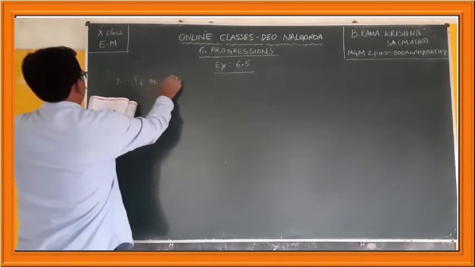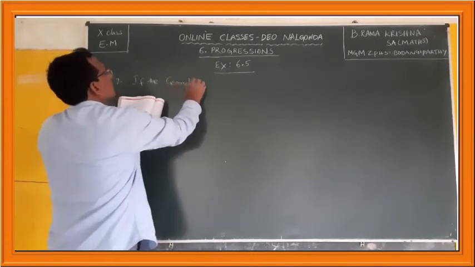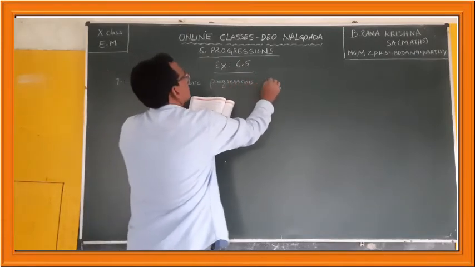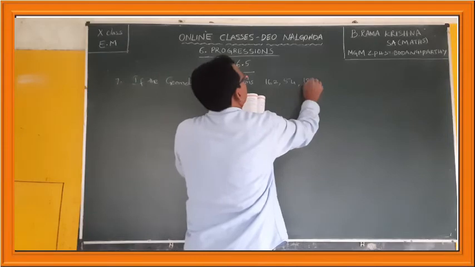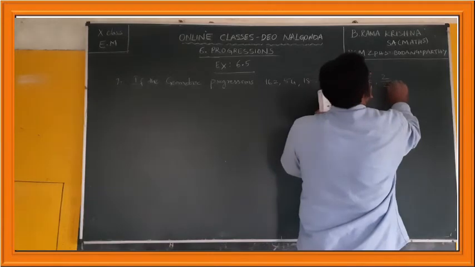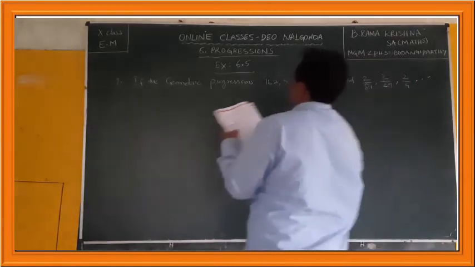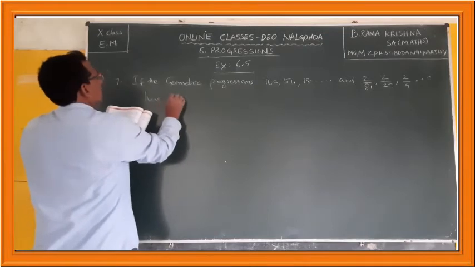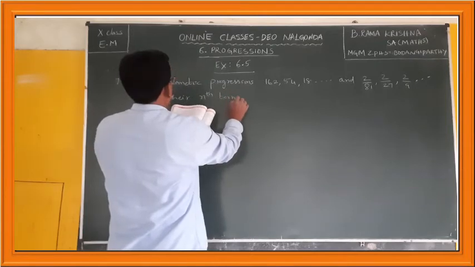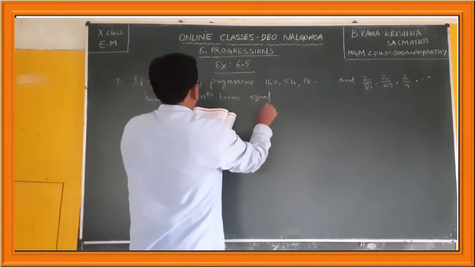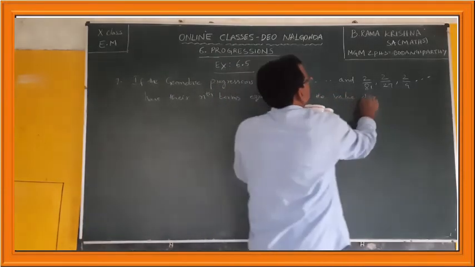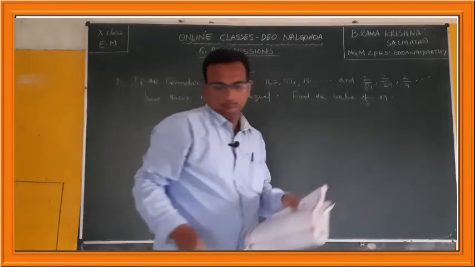If the geometric progressions 162 comma 54 comma 18 and so on, and 2 by 81, 2 by 27, 2 by 9 have their nth terms equal, find the value of n. This is the question.